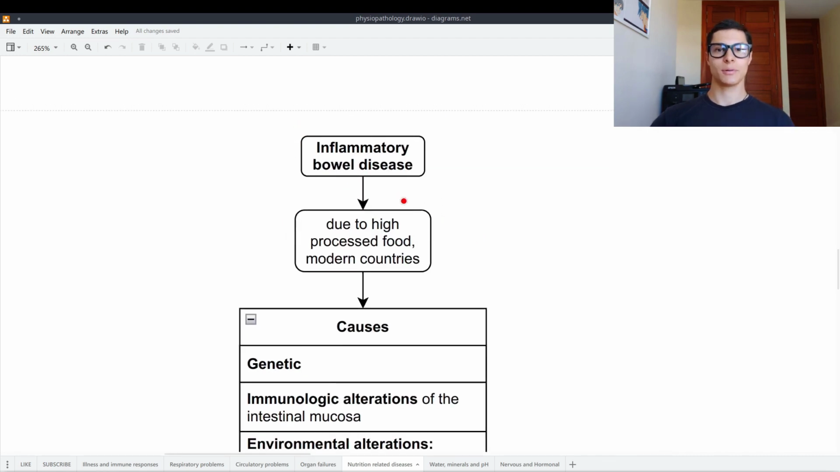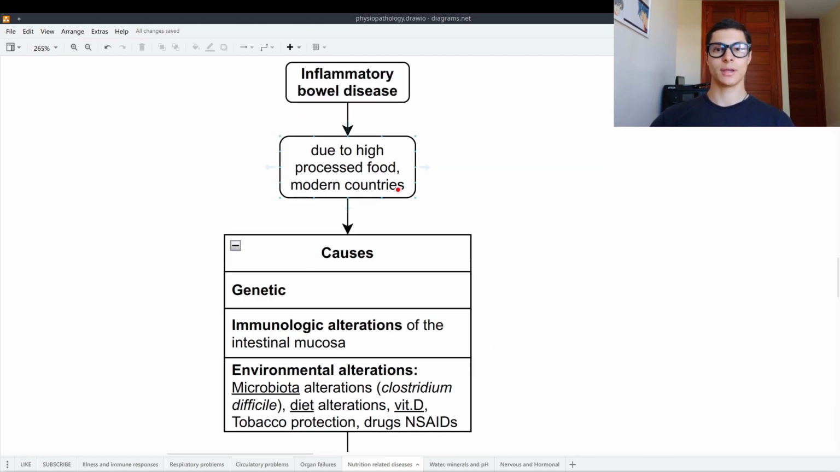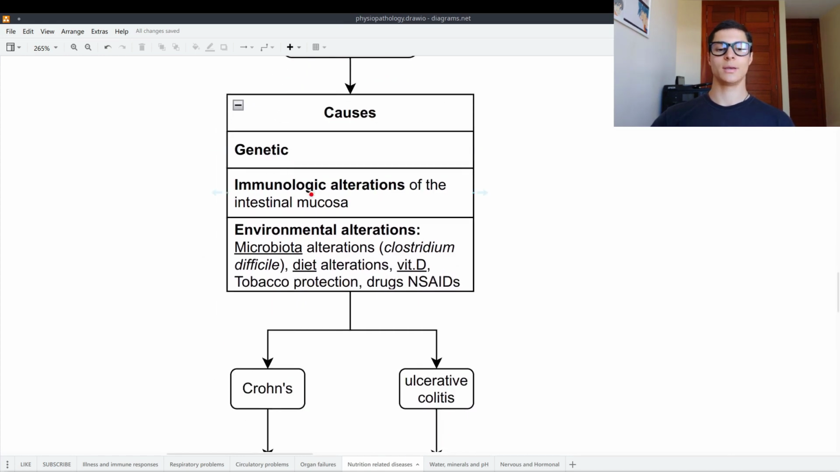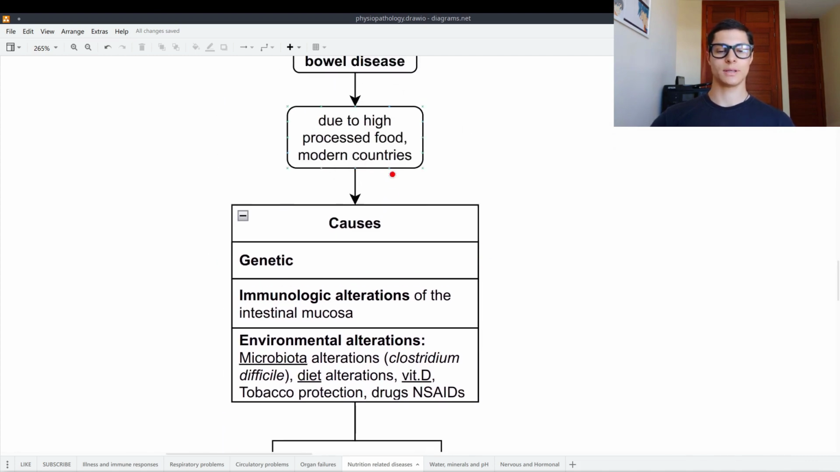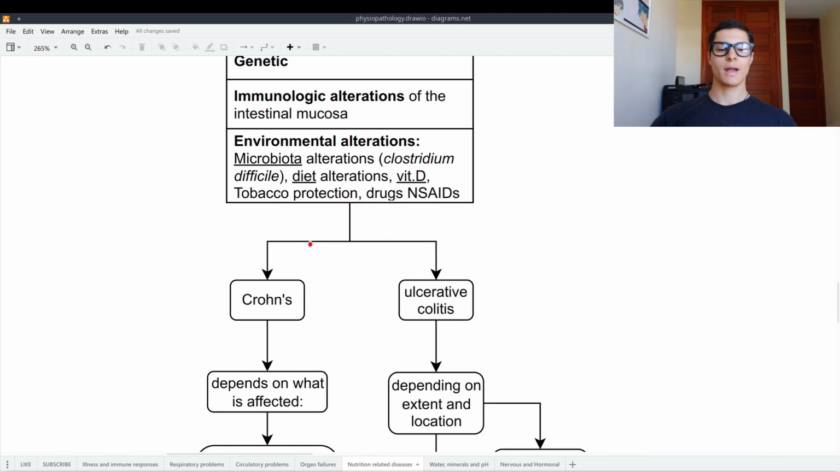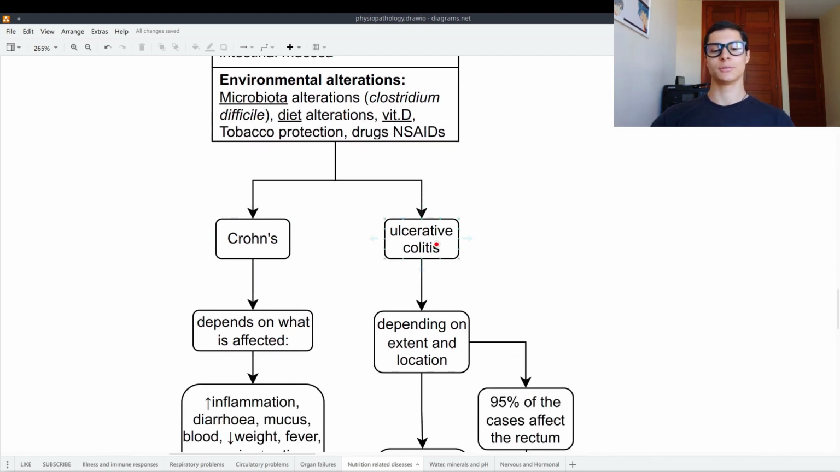Now let's view the inflammatory bowel disease. Remember that highly processed food in modern countries causes genetic and immunologic alterations of the intestinal mucosa, and environmental alterations as well. The microbiota alterations, for example, when there is Clostridium difficile. Diet alterations, vitamin D deficiency. Also, the non-steroidal anti-inflammatory drugs are associated with this, and they say that tobacco can have a little protection. But that's not recommended because I personally prefer to have one of these than to have lung cancer. So we have two mainly: Crohn's disease and ulcerative colitis.